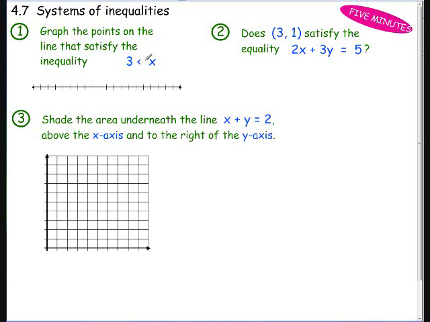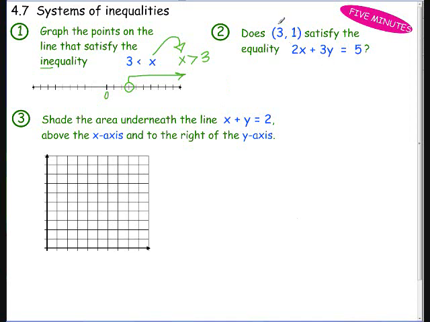First, a brief review. Graph the points on a line that satisfy the inequality of 3 is less than x. So our boundary is at 3. If we mark this as 0, 1, 2, then this is our 3. We're saying that 3 is less than x, or another way we could say it, a more conventional way to say it would be x is greater than 3. And once we put it that way, it seems a lot clearer, doesn't it?